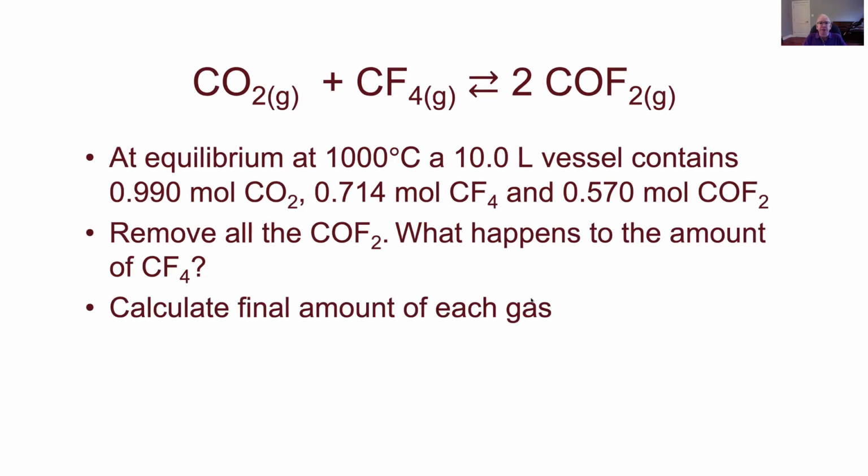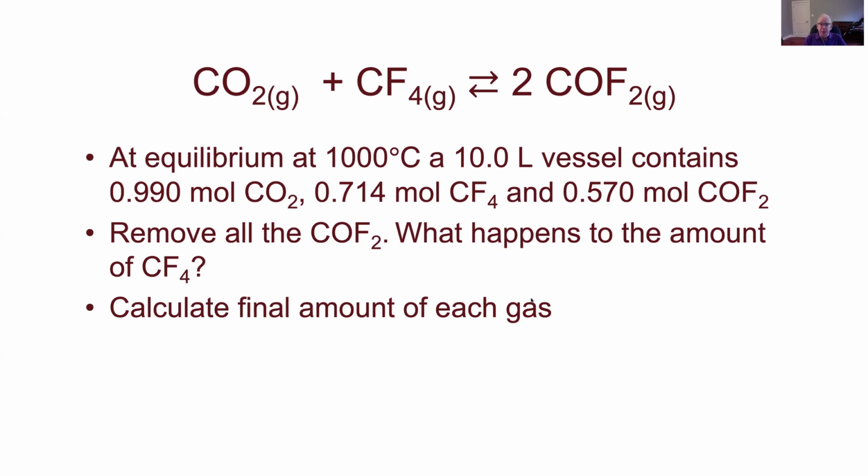So here we have a system at equilibrium. What our reaction is doing is reacting CO2 and carbon tetrafluoride, and it's making COF2, carbonyl fluoride. That product is actually somewhat useful in the semiconductor business because it's one of a number of compounds that can be used to etch silicon. And so we have a system in equilibrium. It's at 1,000 degrees C, so it's pretty hot. It's in a 10-liter container, and it has those numbers of moles of the three substances, okay?